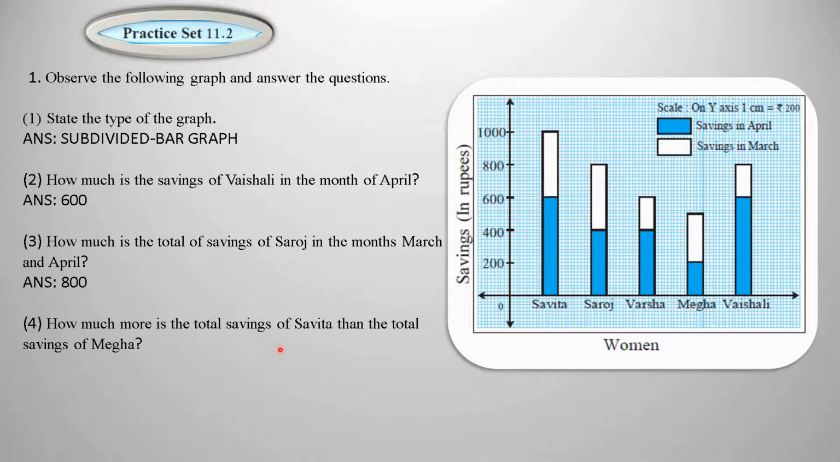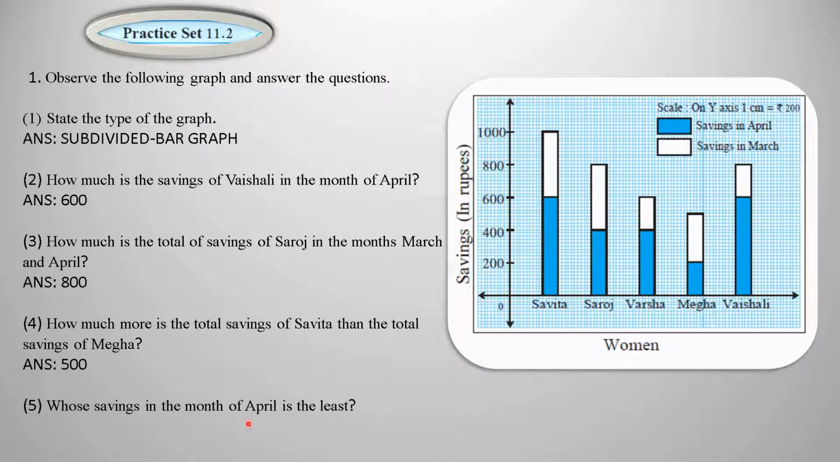How much more is the total saving of Savita than the total saving of Megha? Now, if you see, the first bar denotes Savita, and the second last denotes the bar for Megha. Now they have asked how much more Savita's saving is than Megha's saving. So Megha's total saving is 500 and Savita's total saving is 1000. The difference, that is 1000 minus 500, that is 500, will be your answer.